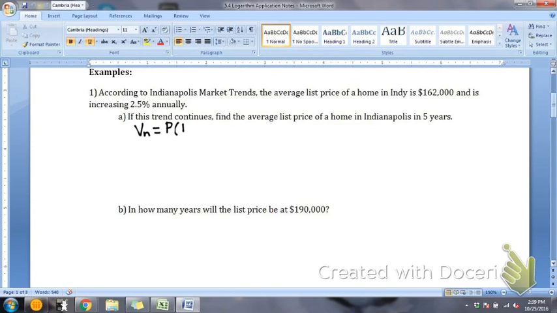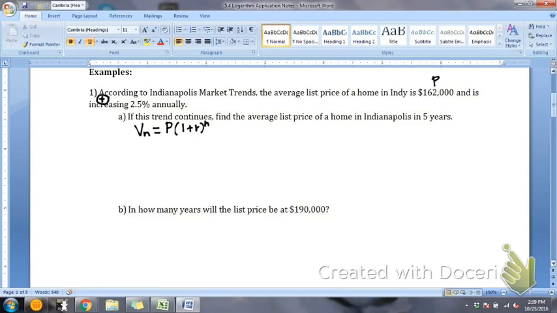It says it's increasing 2.5% annually, right? Increasing. That means I'm going to be using plus R raised to the n value. Okay, P is the starting value. So what in this problem is the starting value? Any ideas? 162,000. Excellent, 162,000. And guys, each time it's going to be obvious like that. It's not going to be hidden where you're going to have to figure that out.